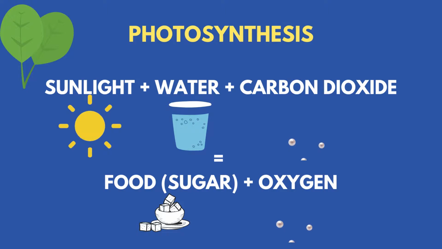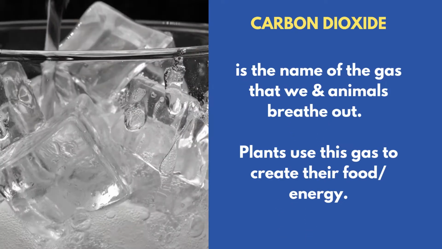This is the recipe or formula of what happens inside of the leaf or microbe. So you have sunlight plus water plus carbon dioxide equals food and oxygen.